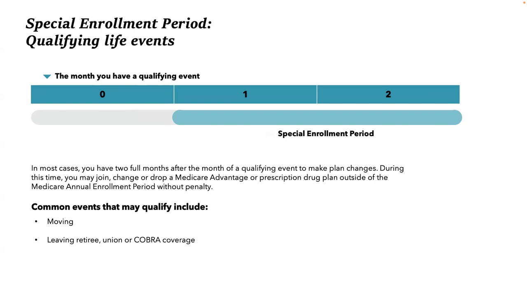Additionally, if you remember when talking about the Advantage plans, one of the stipulations was that you lived in the service area. Service areas are generally based on county. So anytime you make a move, even if it's just across the street, but it is a different county, you will trigger what is called a special enrollment period. You have 2 months following the month of the enrollment period to make a change of your Medicare Advantage or your prescription drug plan outside of the normal enrollment periods without any penalty.